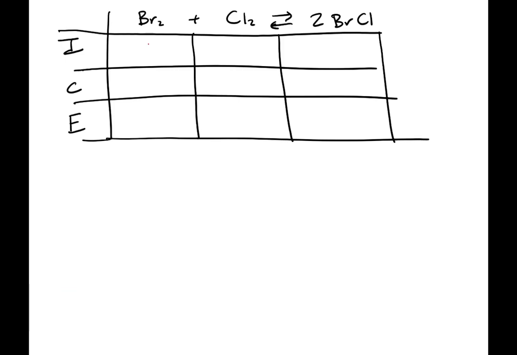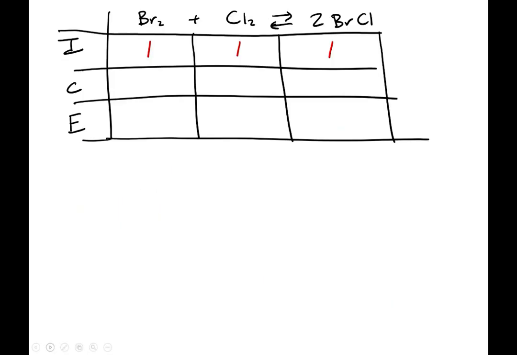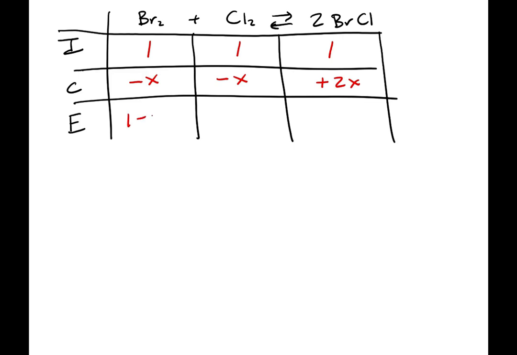All right, we were told that we have an initial of 1 atmosphere for everything. And now for the change line, let's take a look at the information the problem gives us. We're told that we start with a pressure of 1 atm for Br2, and we end with a pressure of 0.86 atm. And so that means that the pressure of Br2 is decreasing. So we'll do a minus x for the Br2, which means minus x for the Cl2 as well. It's going to be plus 2x for the BrCl. So at equilibrium: 1 minus x for the Br2, 1 minus x for the Cl2, and 1 plus 2x for the BrCl.